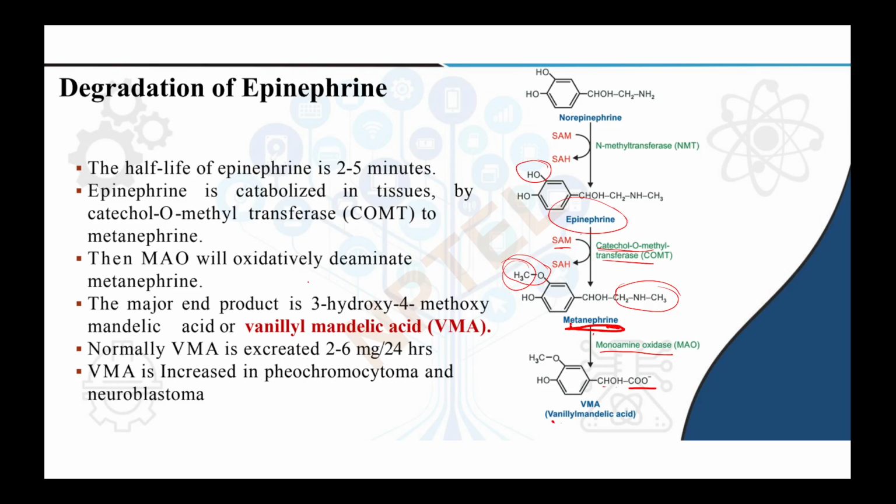Normally, VMA is excreted 2 to 6 mg per 24 hours. VMA is increased in pheochromocytoma and neuroblastoma. So these are the two diseases where the amount of VMA is very high. In both cases, the VMA excreted is much higher than 2 to 6 mg. Normally, in 24 hours, 2 to 6 mg of VMA is excreted out.